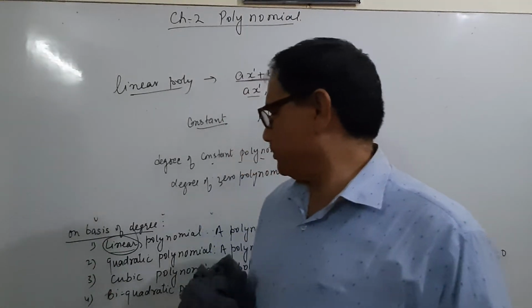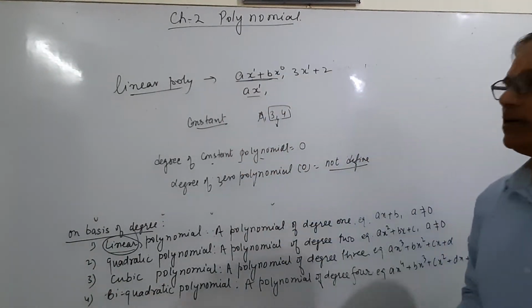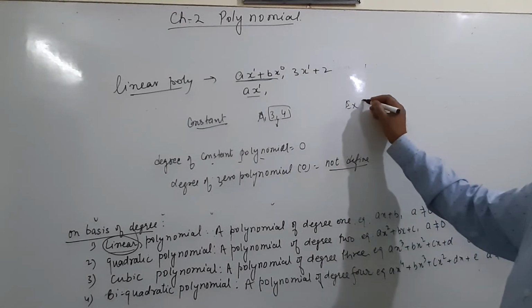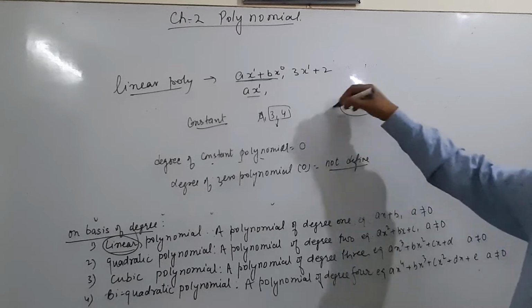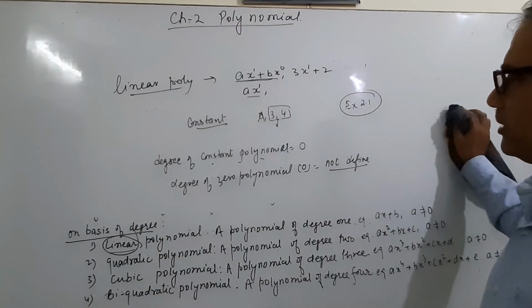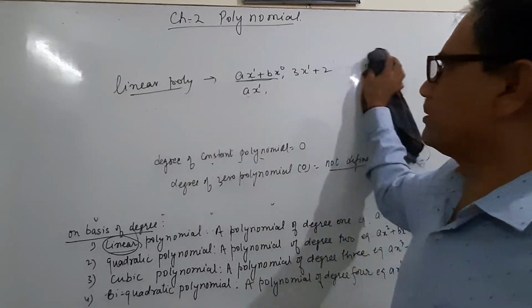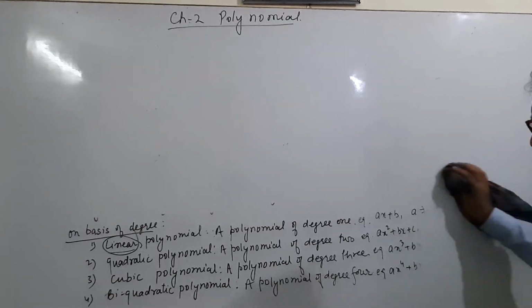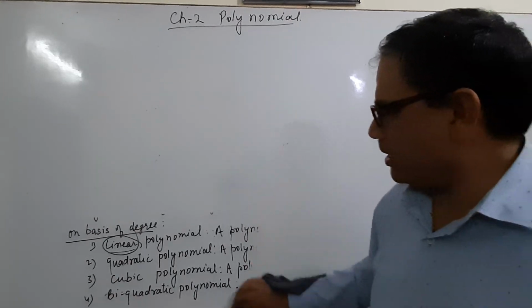Today you have to revise the degree of polynomials and exercise. Which one? Exercise 2.1. You have to complete it. And before starting the next topic, we will discuss how to find the zeros of the polynomial.